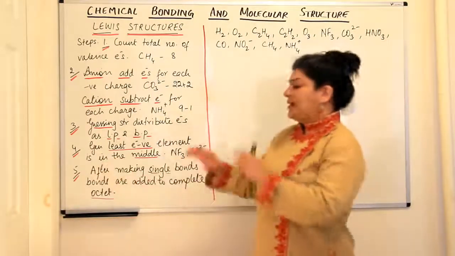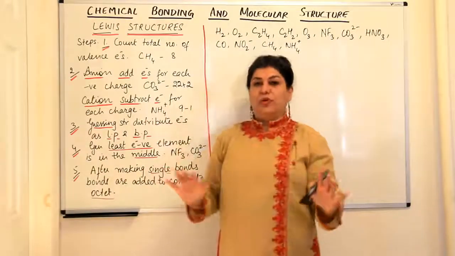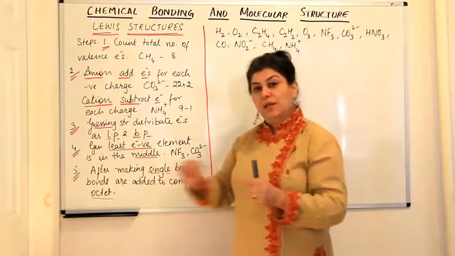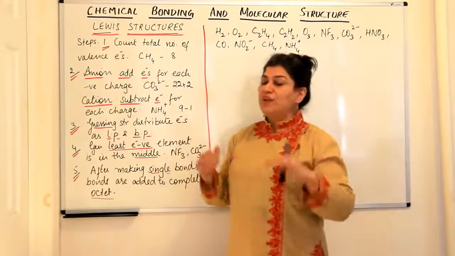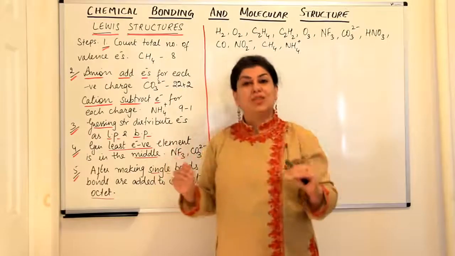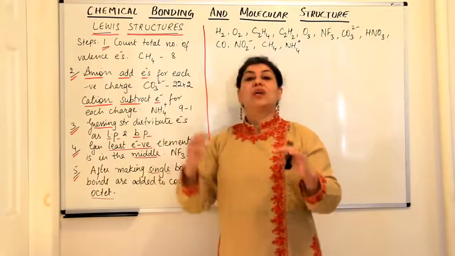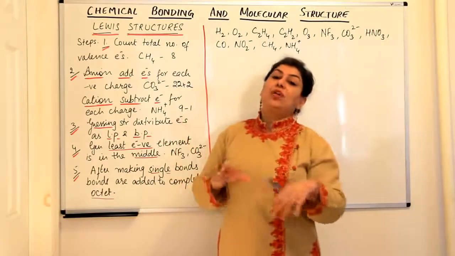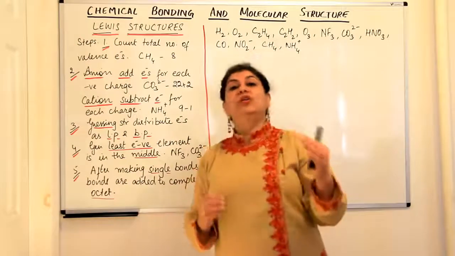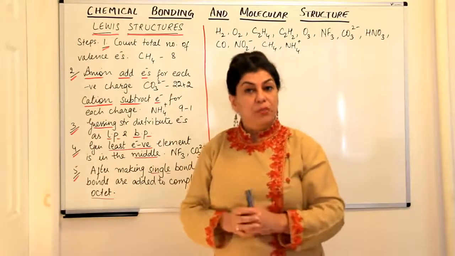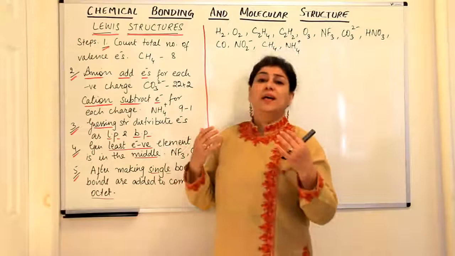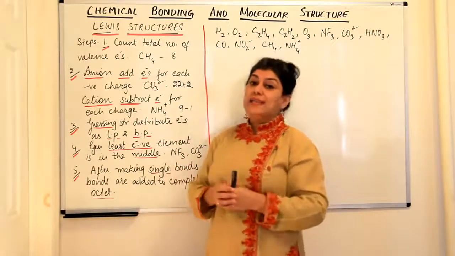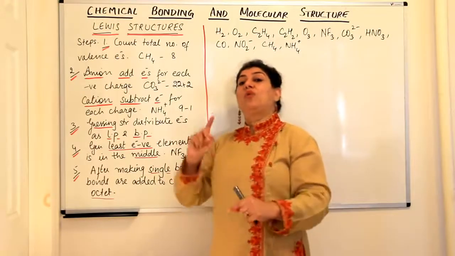Then the last step is that after you've made the layout of the molecule, the molecule should look like this, then you start making single bonds between the atoms, and after making the single bonds, you now assess the situation. How many electrons are required by which atom in order to complete its octet? And how can you do that? For that you may have to make multiple bonds somewhere. Multiple bonds means a double covalent or a triple covalent, and sometimes you even have to form coordinate bonds.